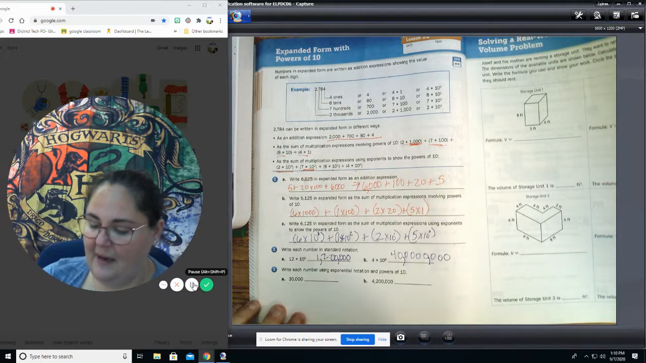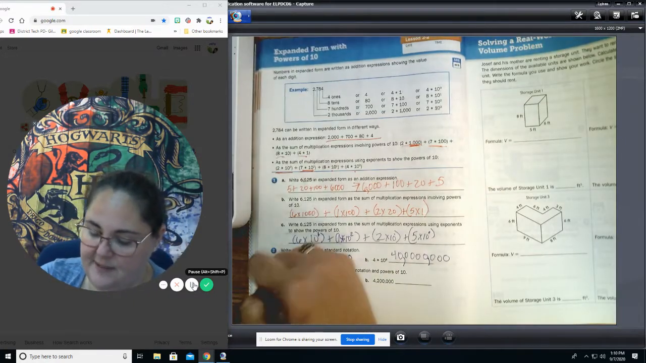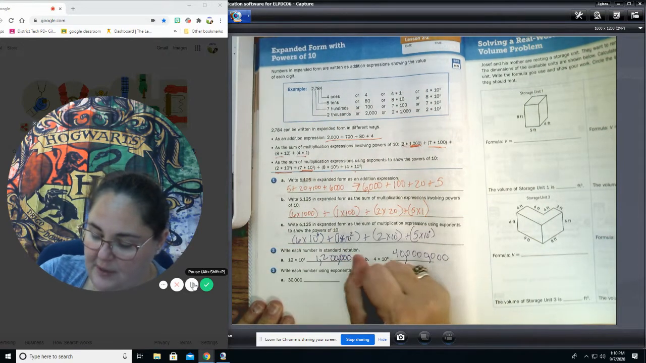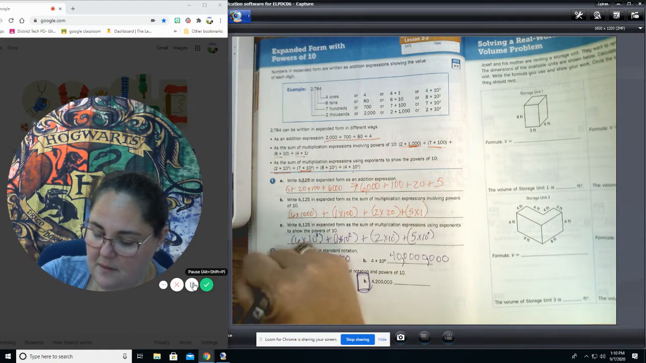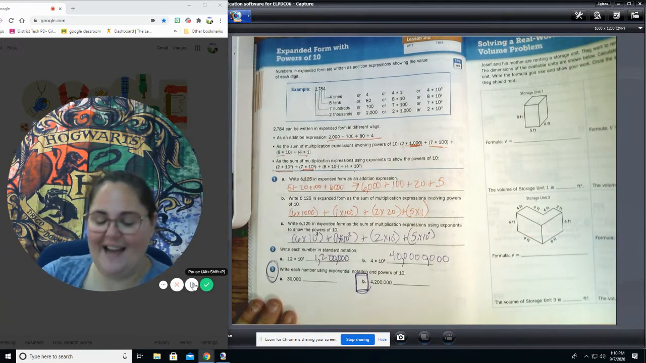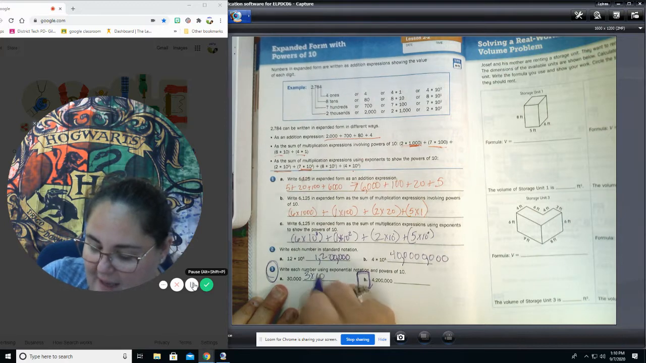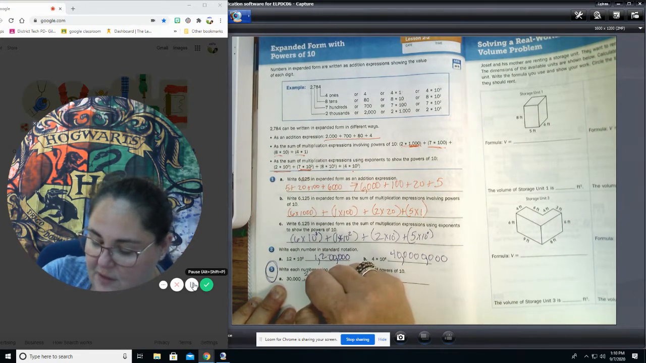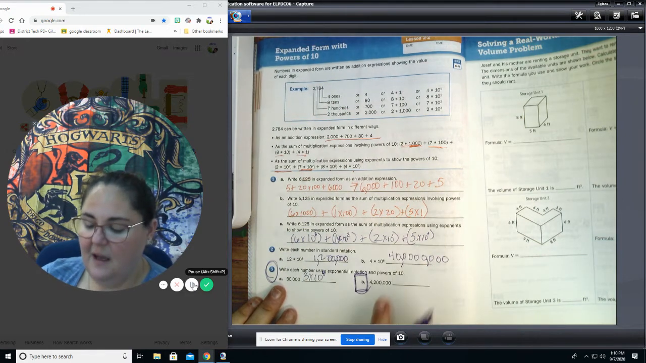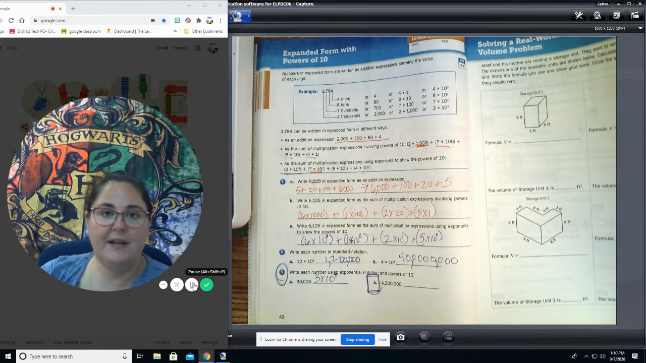And now I have to write it in exponential form. I want to see if you can do these problems. You're going to do 3b for your slides. So 3a, the way that I would do that is 3 times 10, 1, 2, 3, 4 to the 4th. I want you to do number B on your own, and you're going to insert that into the slide.